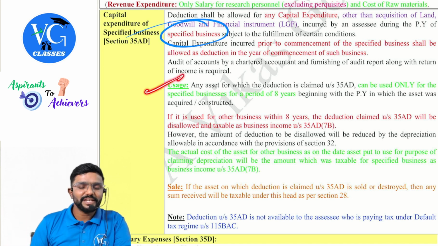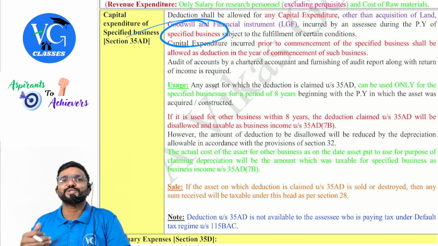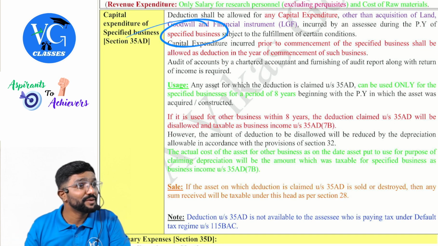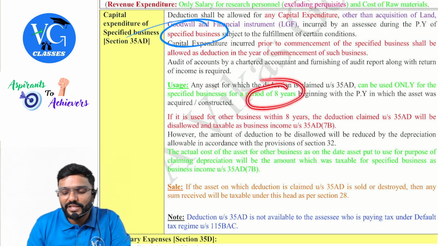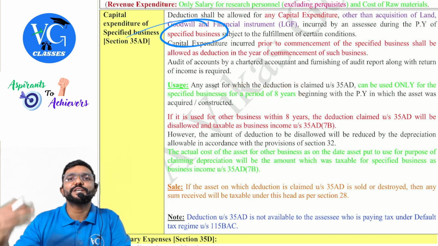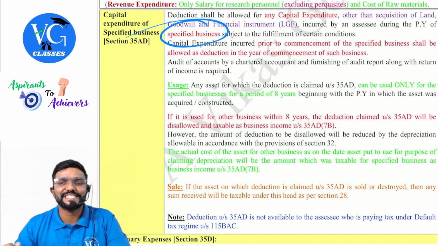Next. Sir, is there any restriction that once I have purchased the asset and claimed the deduction, I should use it for my business? Yes. Minimum for 8 years. Within 8 years, if I transfer it to my other business, is it taxable, sir? Yes, it is taxable, guys.